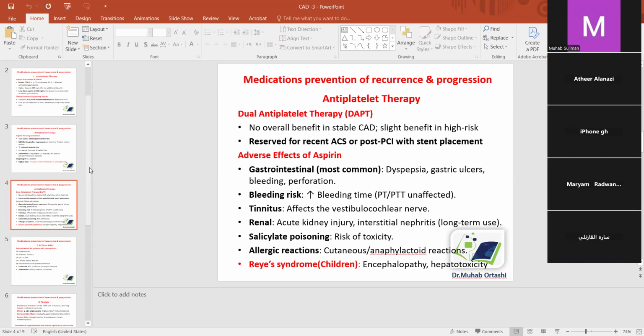The adverse effect of the drug is GI upset. Almost هم مروا علينا كلهم. The GI upset, mainly it can cause irritation for the mucosa of the stomach, وبالتالي ممكن تعمل للبيشنت gastric ulcer, irritation, dyspepsia, even bleeding and perforation. Increased bleeding risk طبعا لأن platelet بتبقى non-functional platelet, لكن طبعا ما بزيد ال PT and PTT in investigation, just the platelet is not functioning.